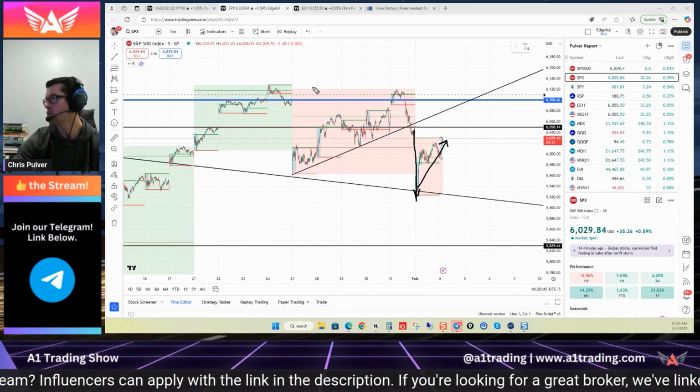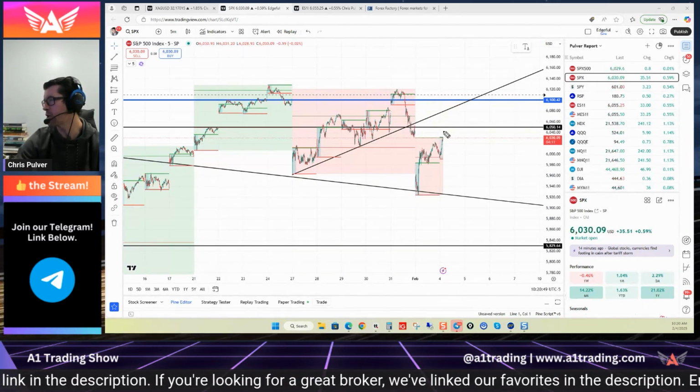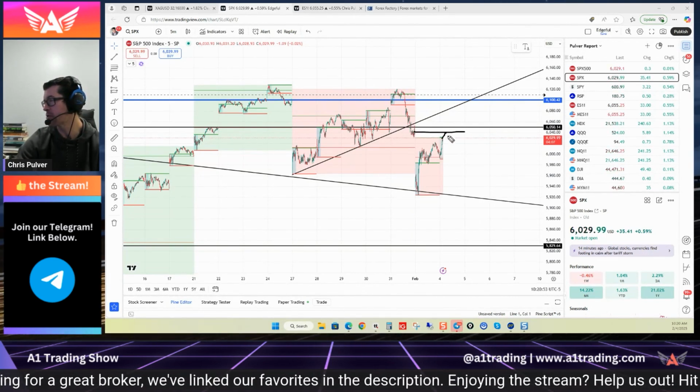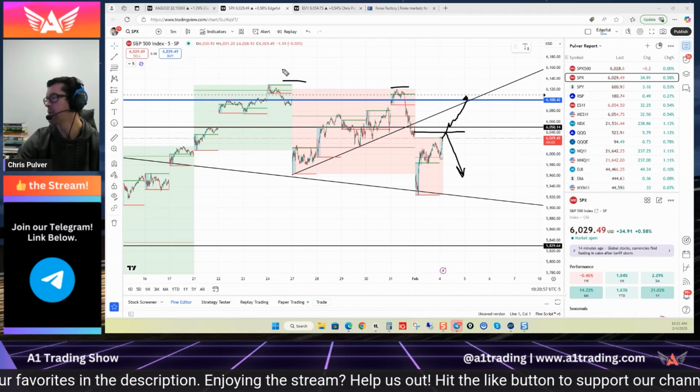Question now is, we have a lower high. How much effort do the bulls have to put in here? If the bulls can pull back and fill this gap, is that enough to say that the bears are then going to take back control, or is this going to pull all the way back up to hit the same tops again? I don't know.